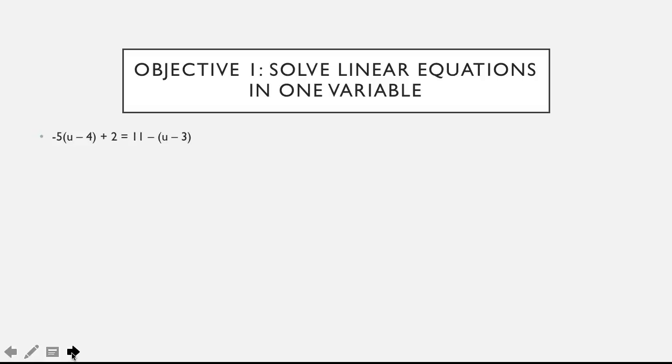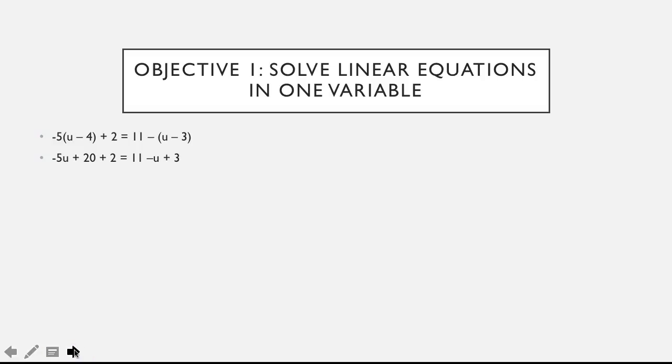-5 times (u minus 4) plus 2 equals 11 minus (u minus 3). Remember your distributive property: you need to multiply the -5 into both the u and the -4, and the -1 into the u and -3. When you distribute in, you get -5u plus 20 plus 2 equals 11 minus u plus 3.